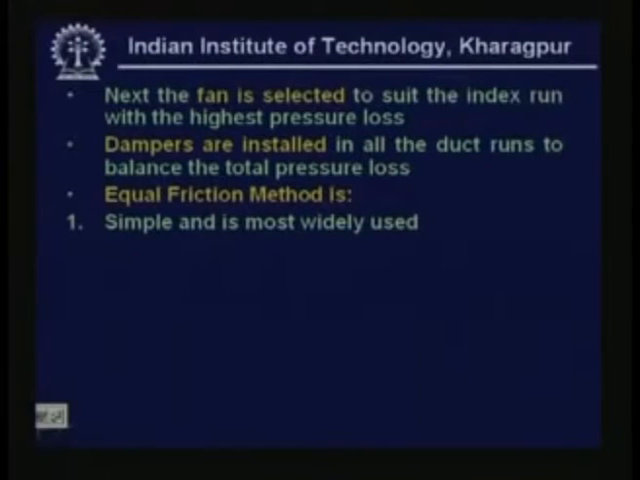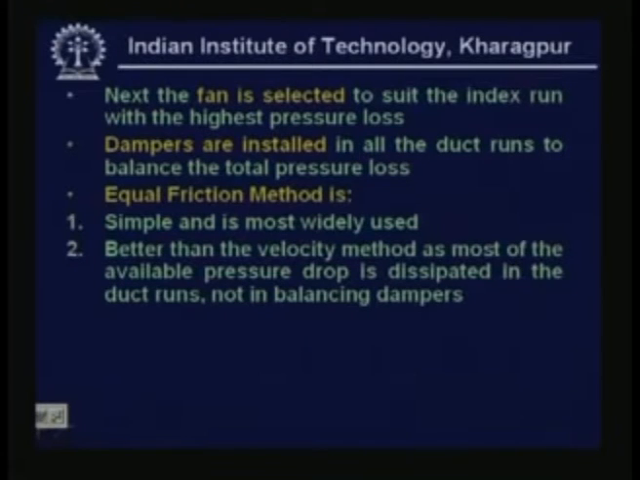Now, the equal friction method is simple and is most widely used. Among all the conventional methods, this is the most widely used method, and this method is better than the velocity method, as most of the available pressure drop is dissipated in the duct runs, not in balancing dampers. If you have frictional pressure drop available, then you can reduce the dimensions of the duct, so that you can dissipate the available frictional pressure drop in the ducts itself. Thereby, you can go for smaller ducts, right, rather than wasting it in the dampers. So, that is how this method is slightly better than the velocity method.